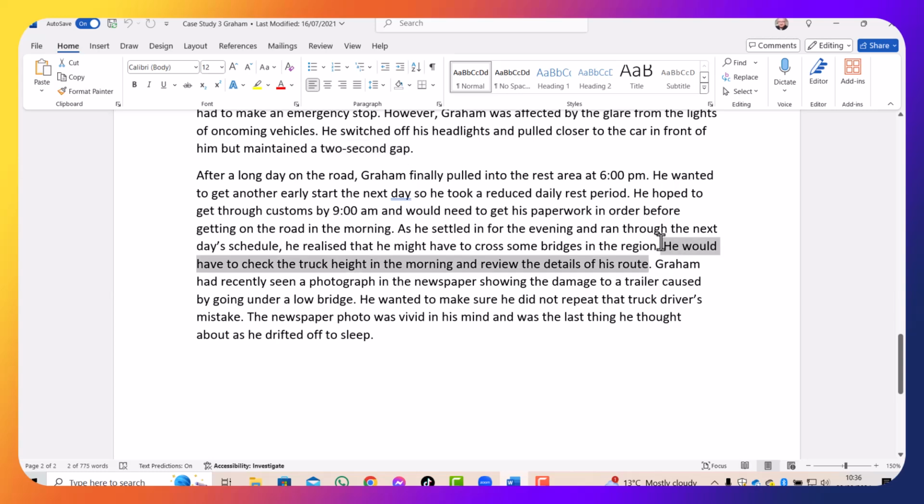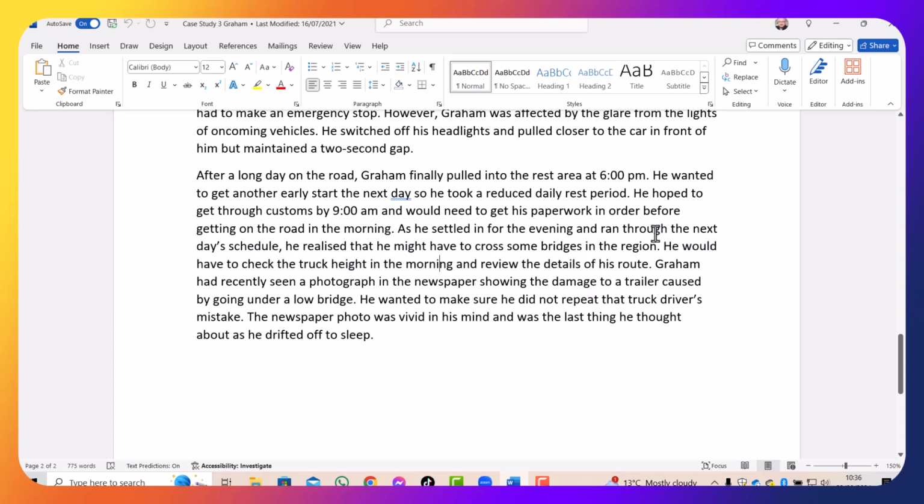He owns the truck and he doesn't know the height of it, even though the height of it is inside the cab, and he's been driving it for the Why is he doing it in the morning? He should be doing it that evening. That's just ridiculous as well, anyway, isn't it? It's his truck, and he's driving it, but he doesn't know the height of it. Had to check that height in the morning and review details of his route.